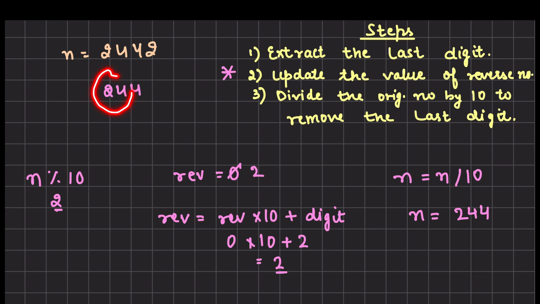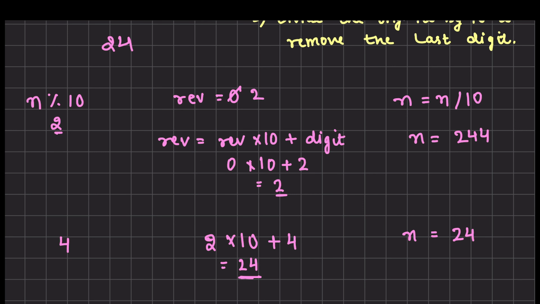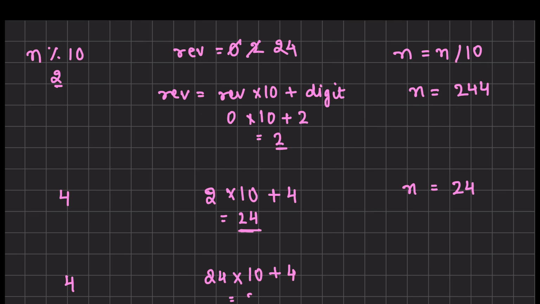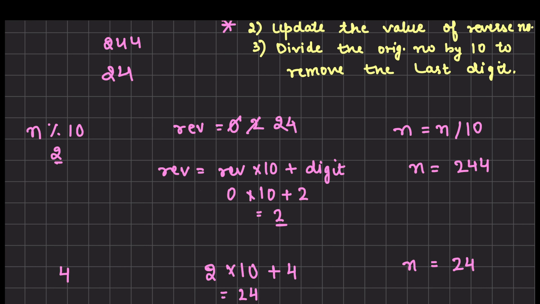Now we only need these remaining numbers. So 24. Again, following this step, we will now have our last digit as 4. And then the reverse will be updated, right? So 24 into 10 plus 4 is equal to 244. This is our reverse now. And the value of n will be 2. Right? Now the n is 2. And reverse will also be updated as 244.